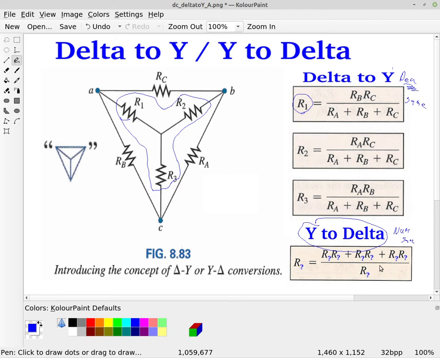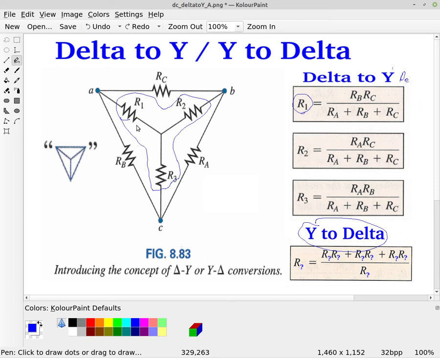The numerator is simply, you take the Y, which are your three resistors, so you're going to have R1 times R2 plus R1 times R3 plus R2 times R3. So you're going to take R1 times R2, add that to R2 times R3, add that to R3 times R1. It doesn't matter which order you're doing it in.